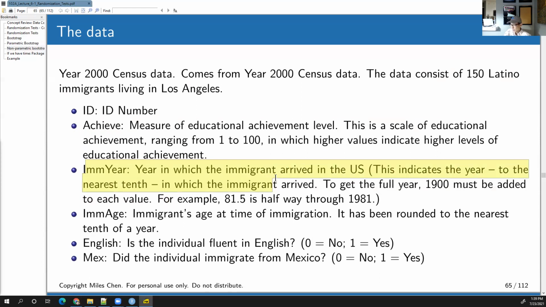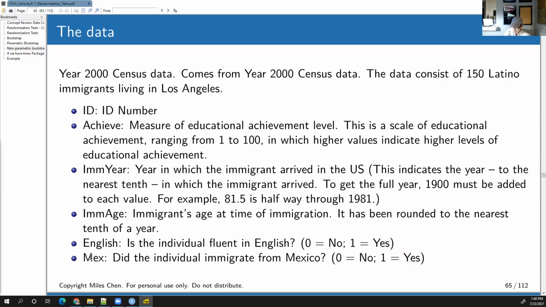There are other variables. The immigration year in which the immigrant arrived in the United States, okay? So if somebody arrived in the year 1981, their number would be 81, okay? 81.5, that would be like June 1981. Immigrant age at the time of immigration, and then we have, is this individual fluent in English, 0 or 1, and is the immigrant from Mexico, okay? 0 for people who are not from Mexico, 1 for people who are from Mexico.